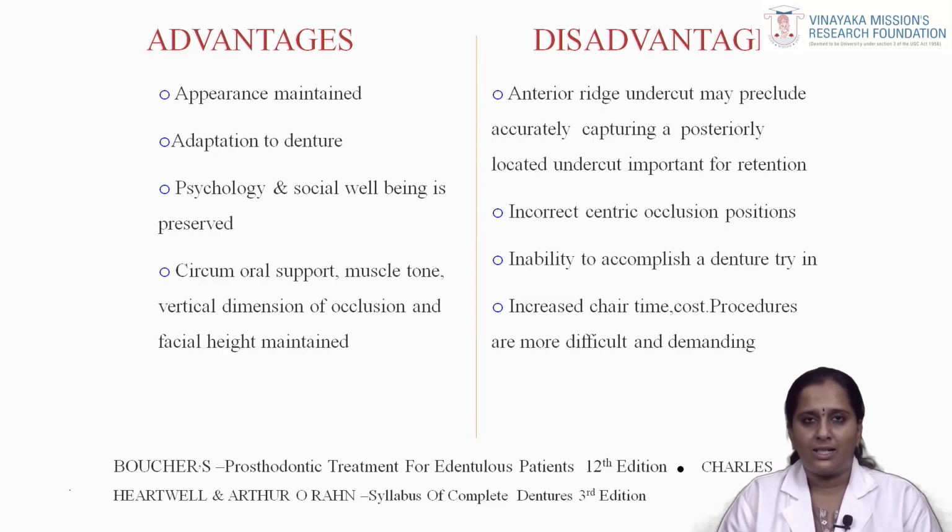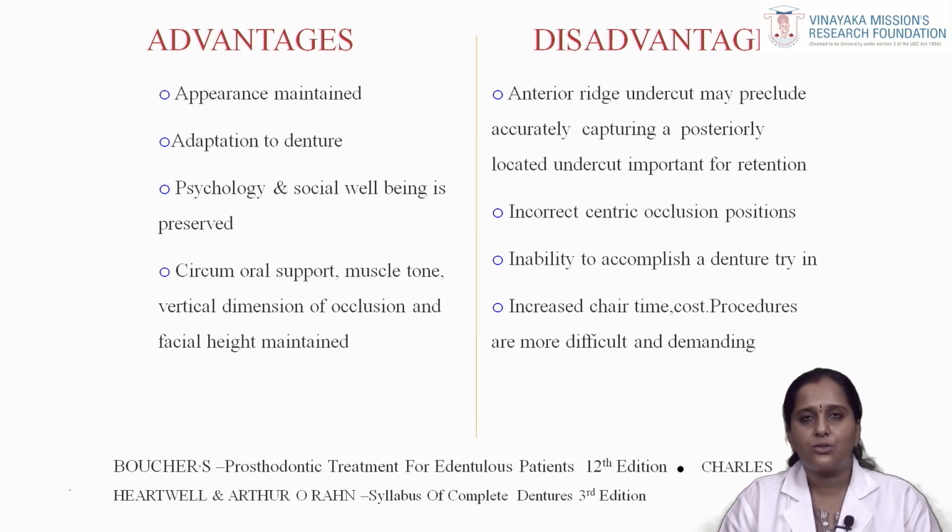These are the advantages, so what are the disadvantages? For example, if we are removing the anterior teeth, there are possibilities of creating an anterior ridge undercut. With an anterior ridge undercut, it is very difficult and it may preclude accurately capturing a posteriorly located undercut. So it will have a complication during retention. So while taking a diagnostic cast itself, we have to analyze and survey the cast, and if needed, we have to remove the undercuts in our preclinical work.